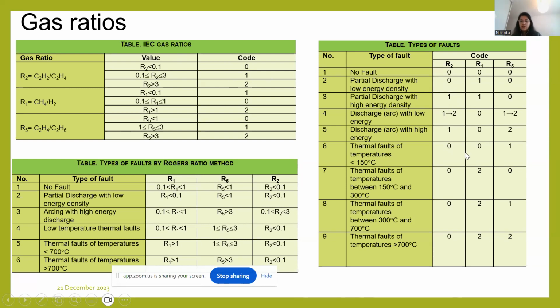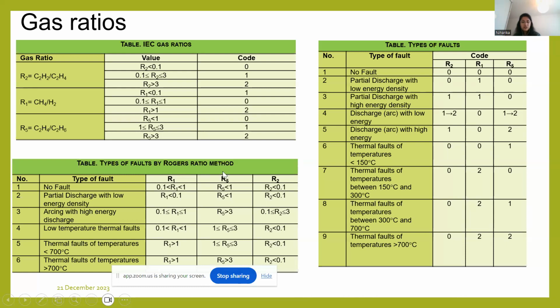So if this code matches like 001 for R2, R1, R5, it indicates thermal faults for temperatures less than 150 degrees. So accordingly, we can go and do the analysis.